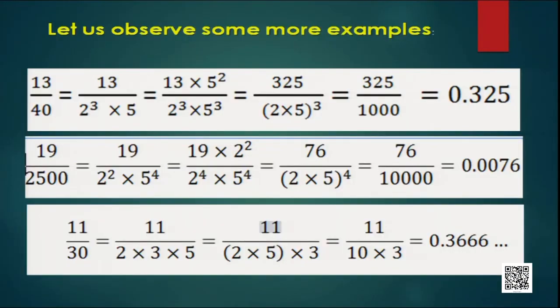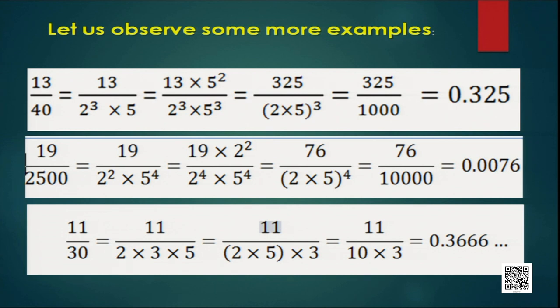Let us observe some more examples. 13 by 40. In the rational expression 13 by 40, we find the denominator is 40, which can be split into its prime factors as 2 to the power 3 into 5. Here 2 to the power 3 and 5 to the power 1 is there. To make both the powers 3, I multiplied by 5 to the power 2 in the denominator.